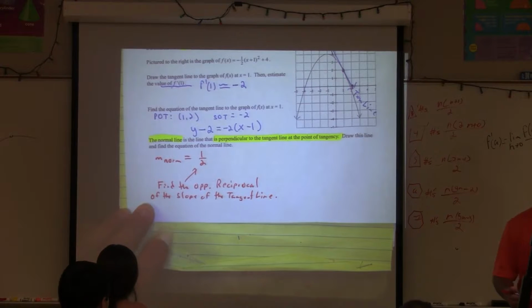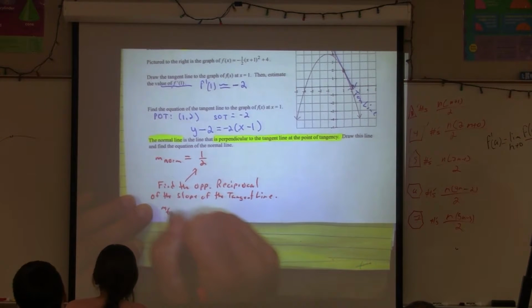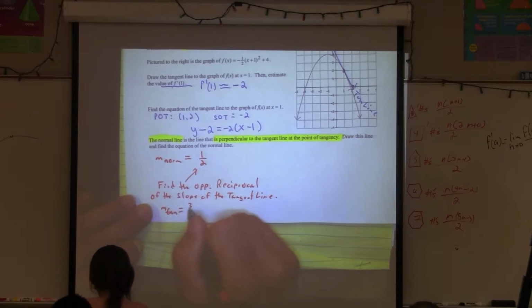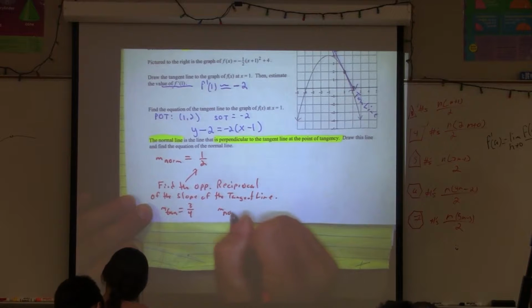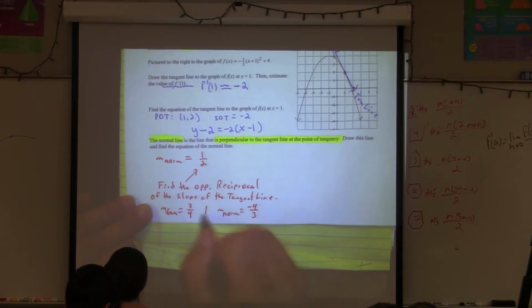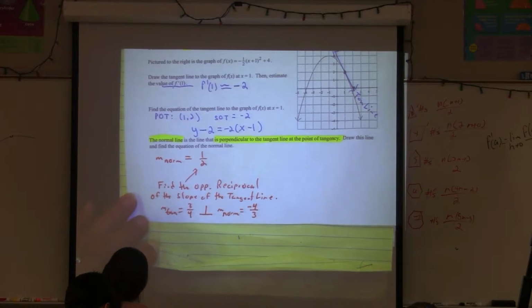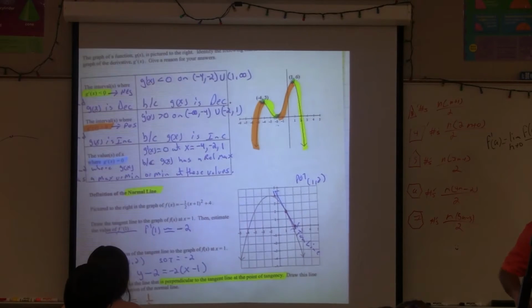Good? So let's say the slope of the tangent line, m tangent, equals 3 over 4. What would be the slope of the normal line? Negative 4/3. Negative 4 over 3. These two would be perpendicular to each other. You understand? Good? Alright, so let's draw it correctly now.